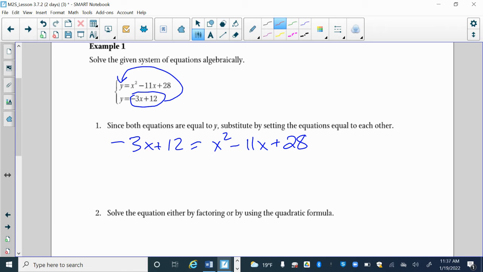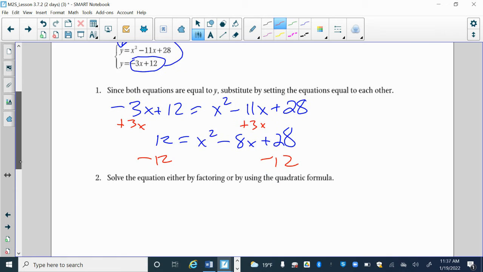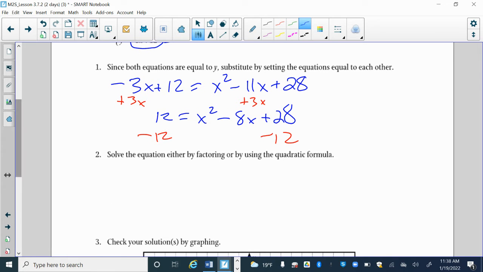So first thing we'd want to do to solve this quadratic equation is let's get it equal to 0. Add the 3x on both sides. So we'd have 12 equals x squared minus 8x plus 28. Subtract over the 12. So now we'd have, I'm going to write this on the left side because that's where you can usually see it written, x squared minus 8x plus 16 equals 0. And we have a quadratic equation equal to 0.